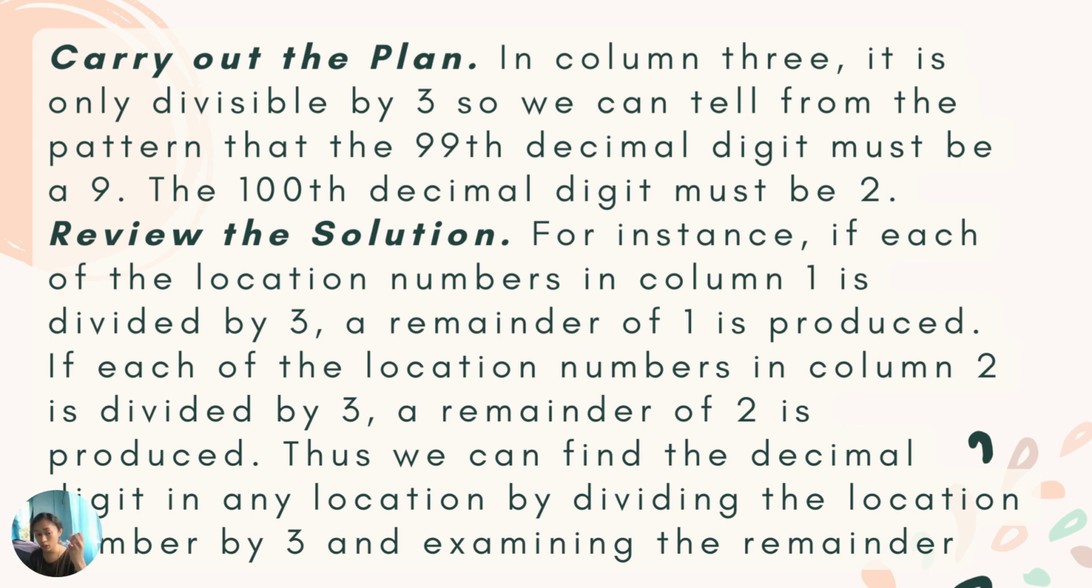So, reviewing the solution, for instance, if each of the location numbers in column 1 is divided by 3, a remainder of 1 is produced. If each of the location numbers in column 3 is divided by 3, kumbaga, dinivide sa position, a remainder of 2 is produced. Thus, we can find the decimal digit in any location by dividing the location number by 3 and examining the remainder.